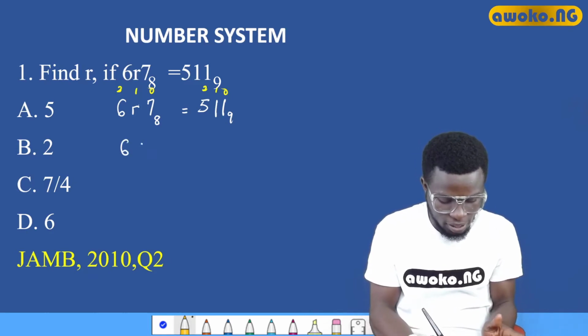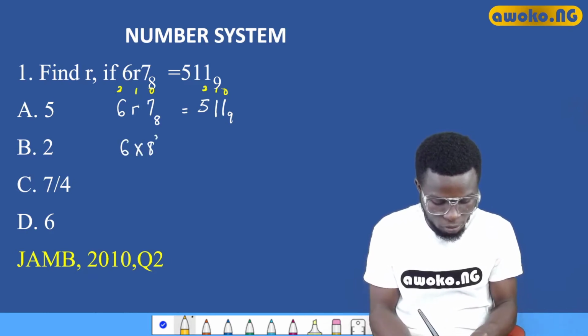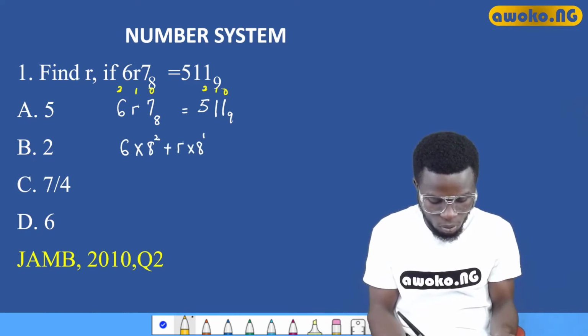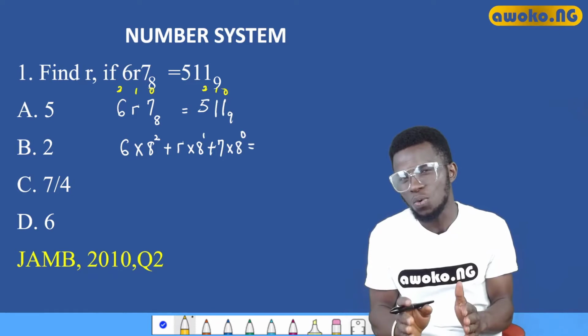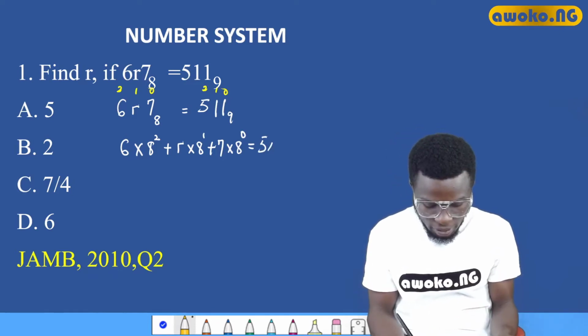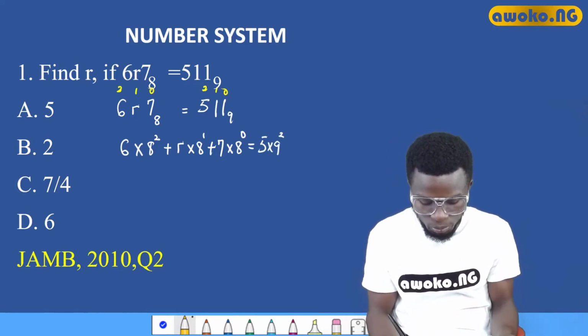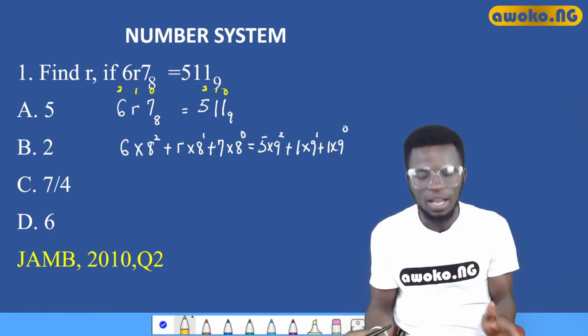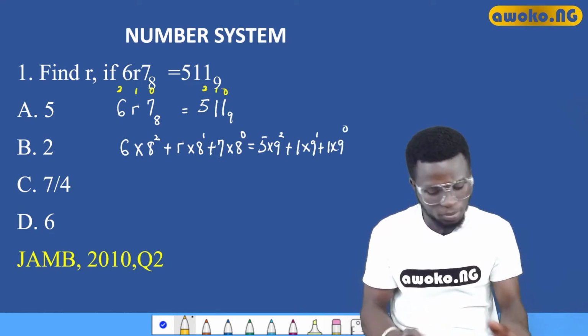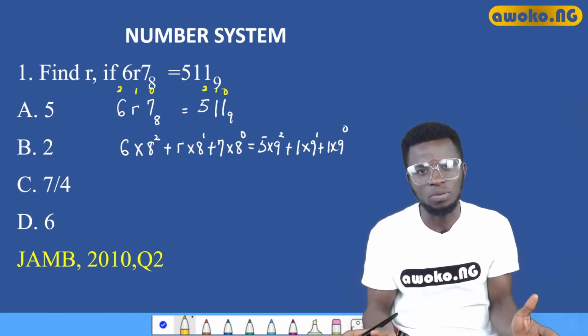solve. So we have 6 times 8 raised to the power of 2 plus R times 8 raised to the power of 1 plus 7 times 8 raised to the power of 0. Then this will be equal to 5 times 9 raised to the power of 2 plus 1 times 9 raised to the power of 1, then plus 1 times 9 raised to the power of 0. And after assigning this number to them, you can solve them arithmetically.